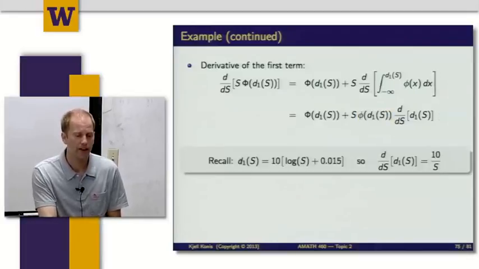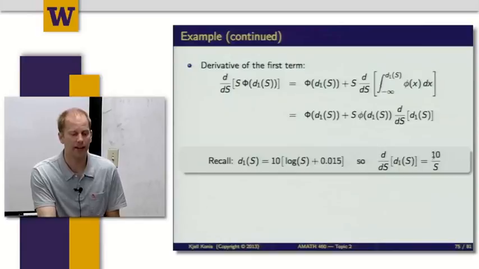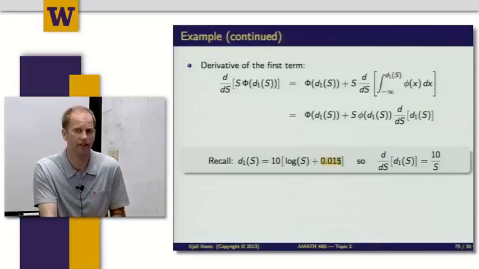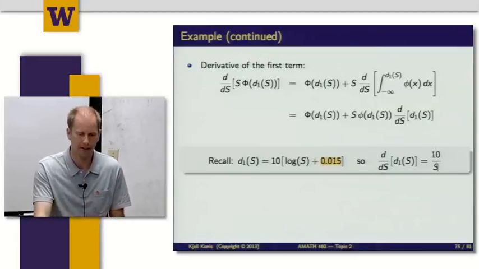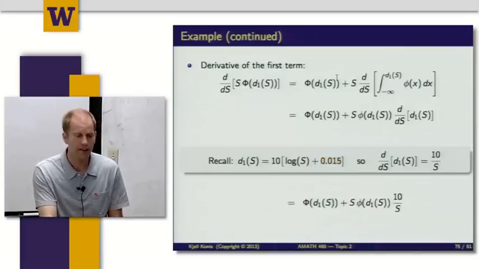So now remember that d1 of s is equal to 10 times the log of s plus 0.015. So the derivative with respect to s of d1 of s is just going to be 10 divided by s. So 10 times this here, that's just a constant, so the derivative of a constant is 0. The derivative of the log of s with respect to s is just 1 over s, so I end up with 10 divided by s. So that tells me that the derivative of the first term now is this capital Phi of d1 of s plus s times lowercase phi of d1 of s times 10 over s.